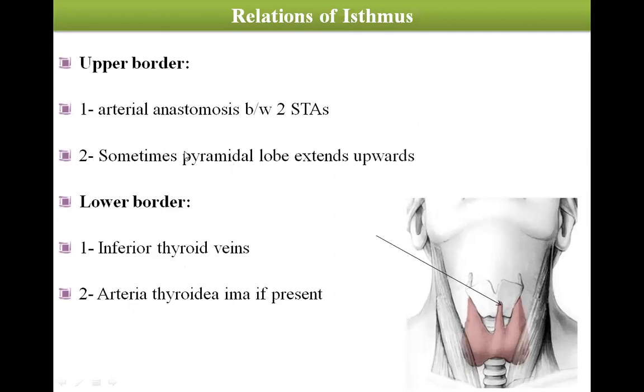The upper border of the isthmus is related to the arterial anastomosis between the two superior thyroid arteries. Sometimes a pyramidal lobe extends upward from the isthmus. Here you can see, here is the isthmus and this is the pyramidal lobe. The lower border is related to the inferior thyroid veins and the arteria thyroidea ima, if it is present.